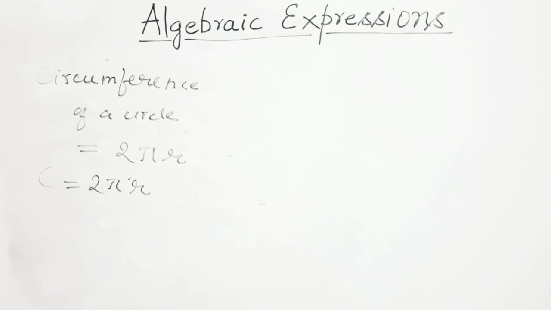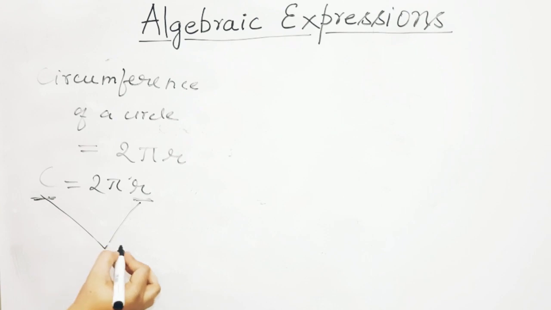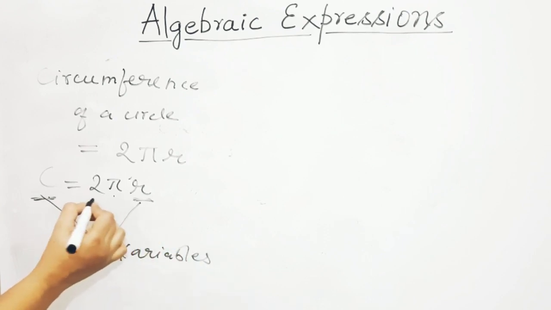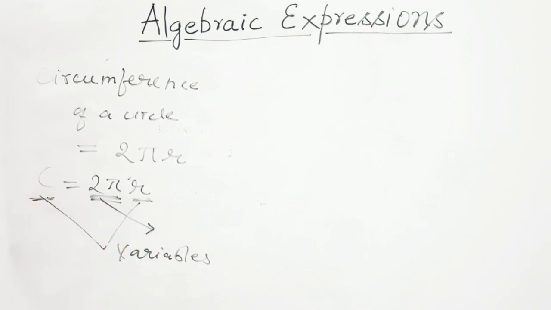Now in this formula, tell me which of the following are variables and which of the following are constants. As you all can see that the radius will be different for different circles. So the circumference will also be different for different circles. So these two terms, C and r, are variables. Now talking about 2 and pi. 2 pi will always remain same in the formula. So 2 pi is constant. Right? 2 and pi are constants.